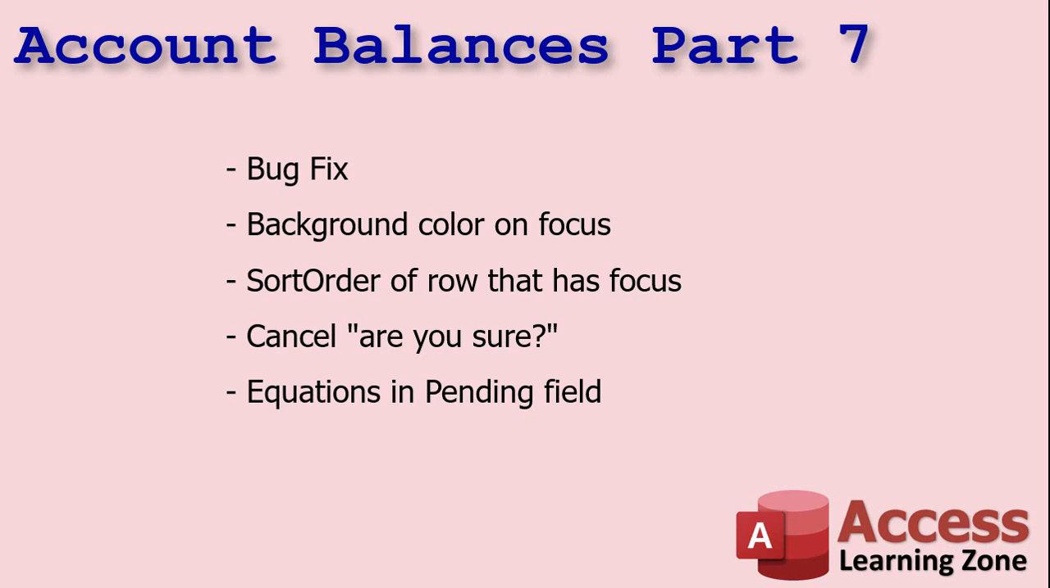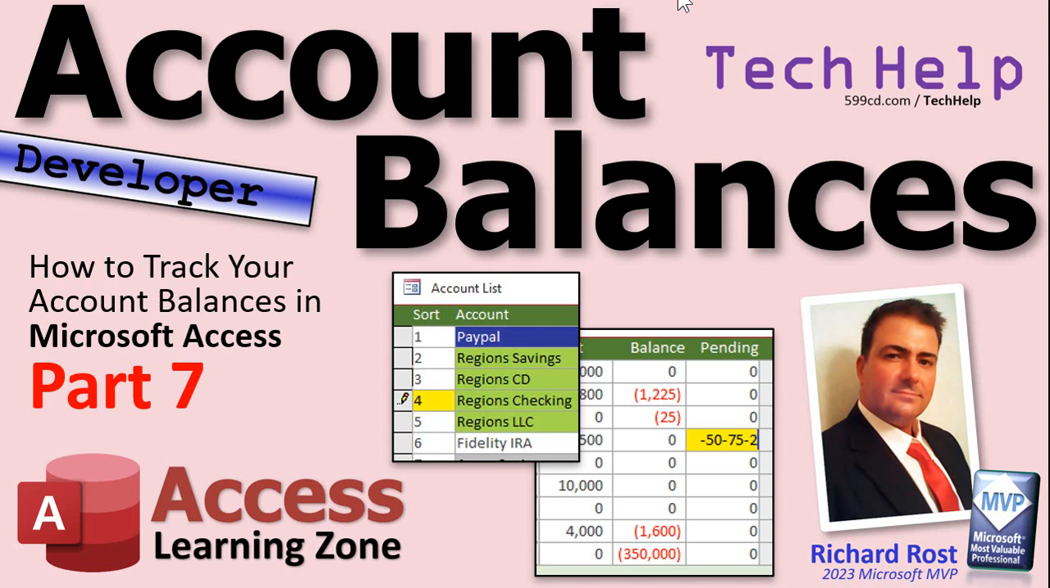And finally, we're going to add equations in the pending field. I did a video on this before, but we're going to add it to this one, and it's going to be slightly different because this is a continuous form, whereas before we did it with a single form. So there's a little bit different things we have to do here to handle this in a continuous form. And this is like in Excel where you can type in like, equals 100 minus 20 plus 14 and then have access to the calculation for you. I like that in some of my databases.